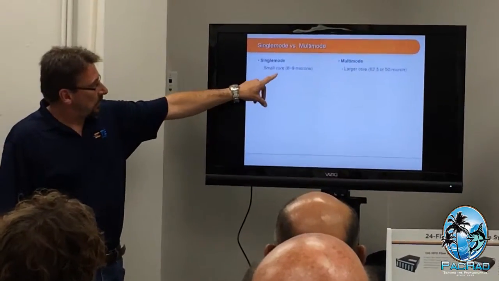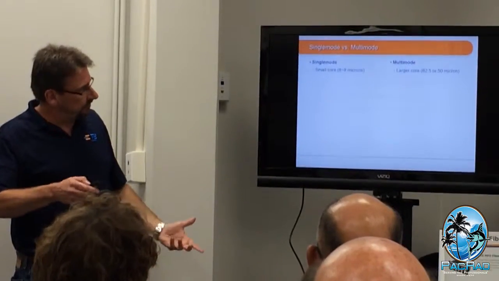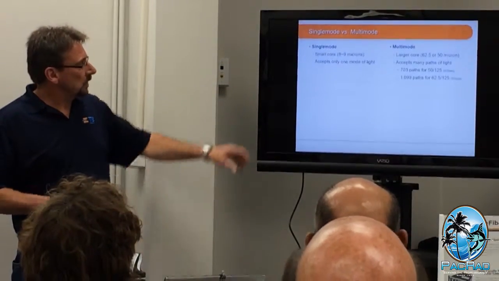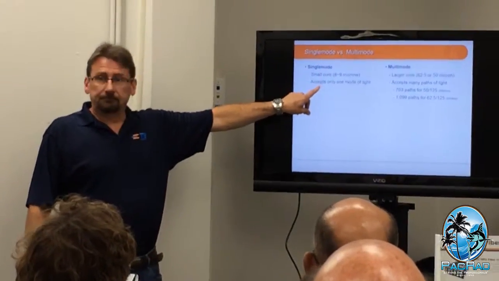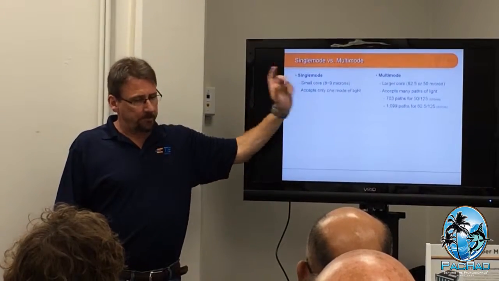So again, single mode has a very small core, 8 to 9 microns. Multimode has a larger core, 62.5 or 50. That's the answer right there. Single mode only accepts one mode of light.